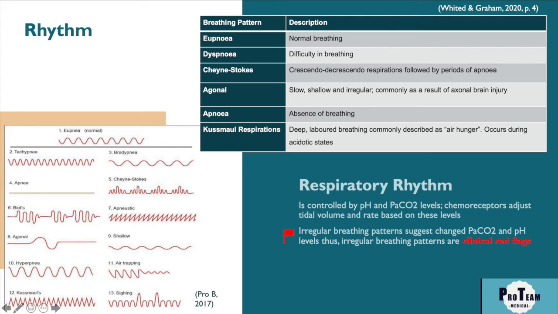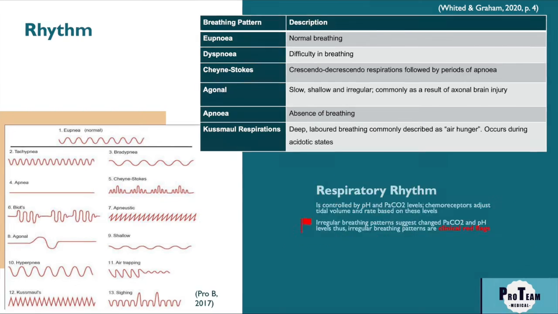Next, observe the rhythm of breathing. Look for signs of prolonged inspiratory or expiratory phases. Respiration is controlled by pH and PaCO2 levels. The chemoreceptors adjust tidal volume and rate based on these levels.